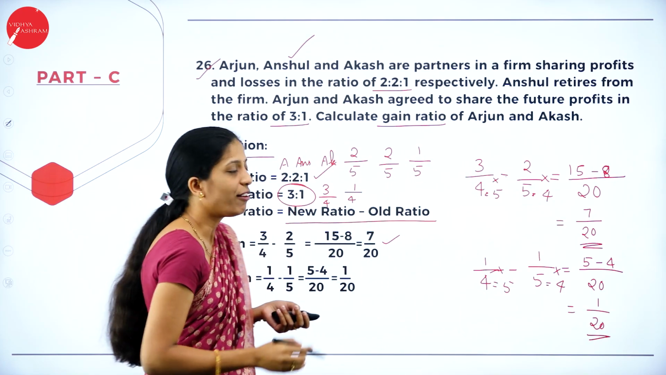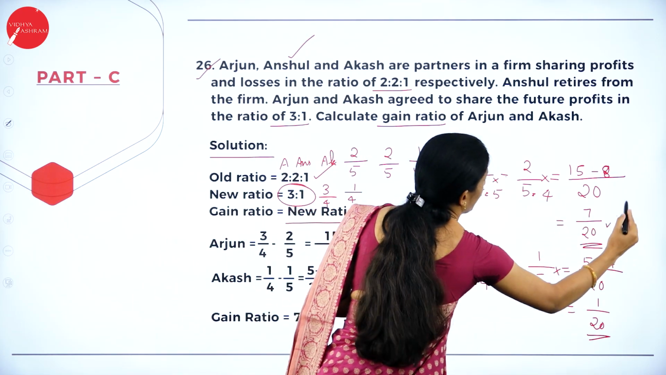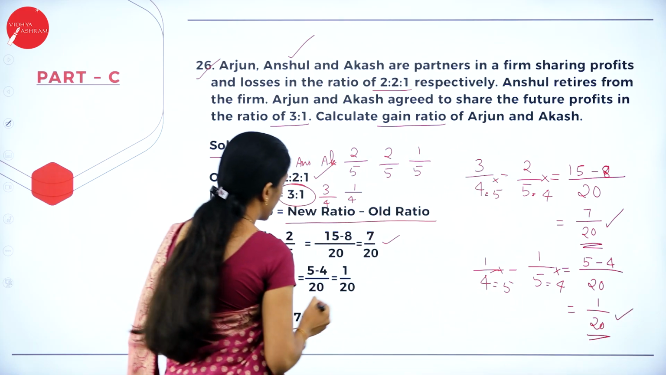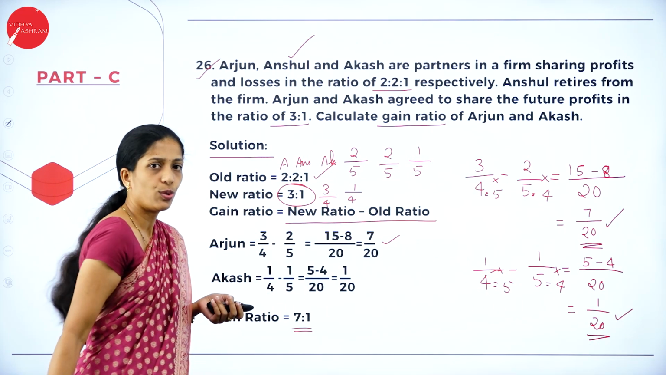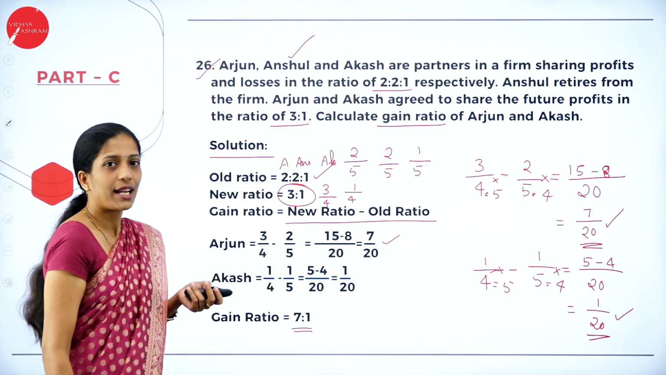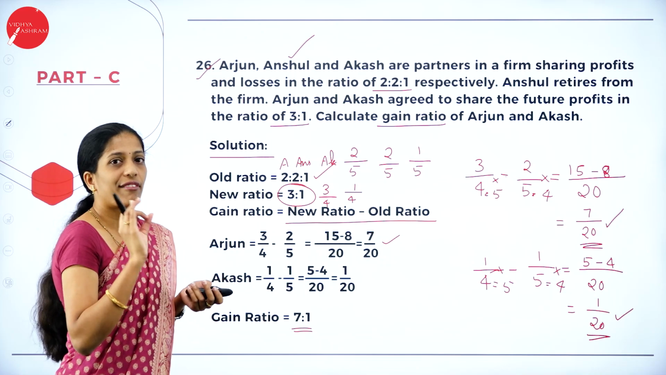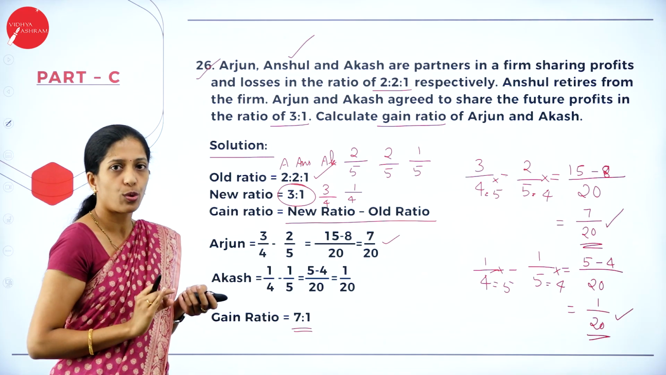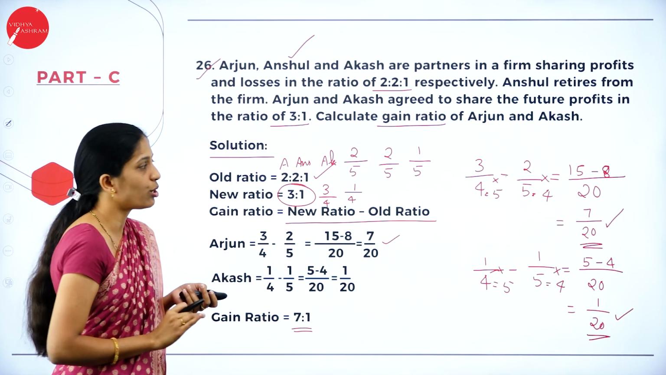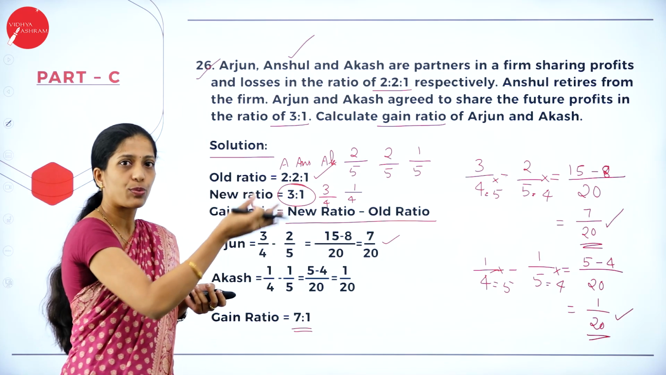Now write in the form of ratio. We got 7 by 20 and 1 by 20. So it can be written as 7:1. So your gain ratio is 7:1. So hope you are clear with this. So just you have to know the formula. New ratio minus old ratio is equal to gain ratio. So they'll give the new ratio as well as old ratio.